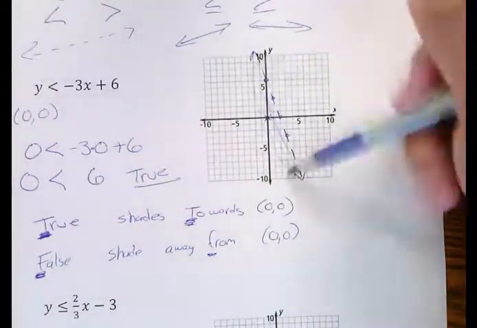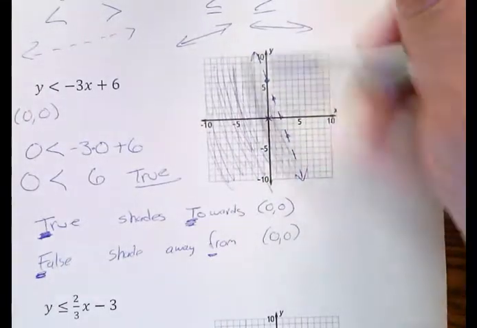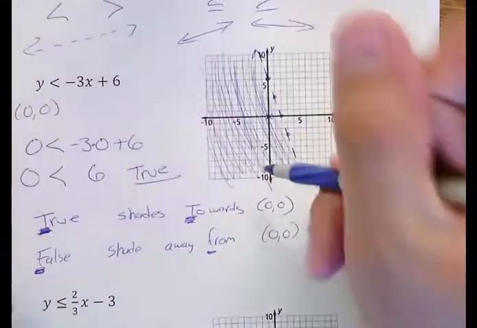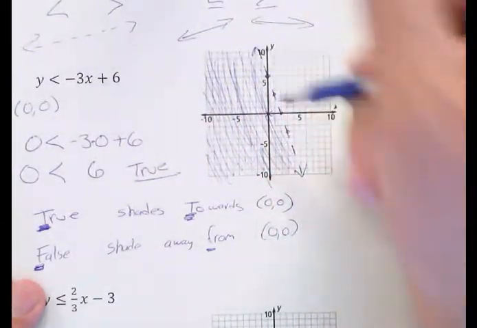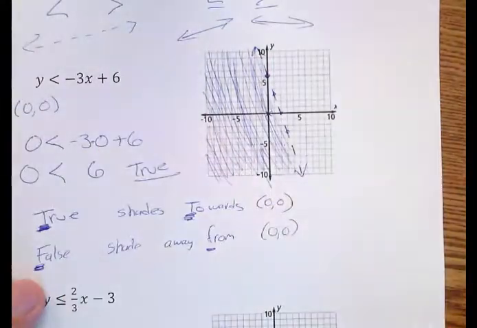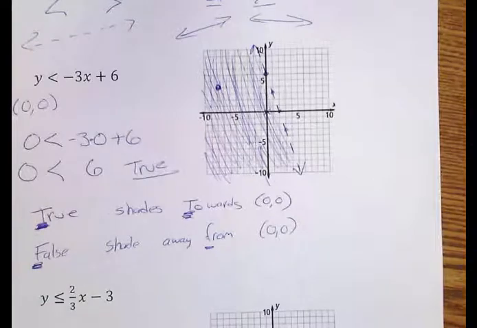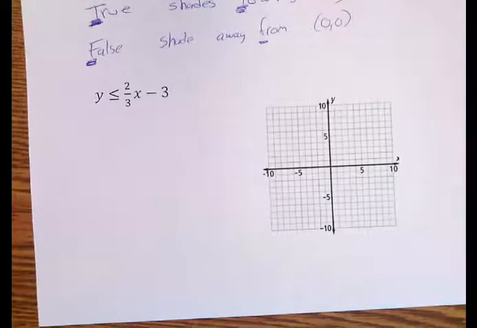So I'm just going to do some light strokes here with my pen, shade everything over here. Now what that means is any point in this shaded area is a solution to this inequality. So if I pick this point way over here, that's in the shaded area, that's a solution. Okay, so let's do one more problem just to make sure we got this down.